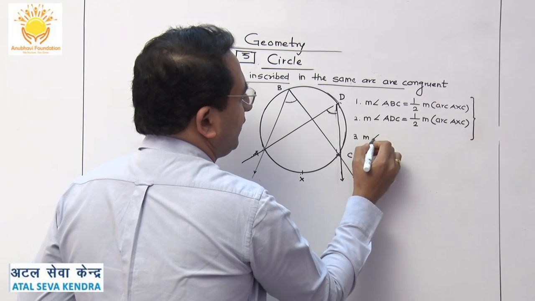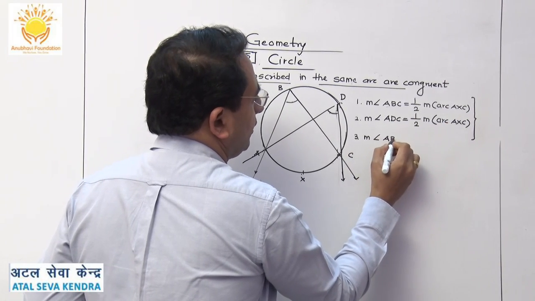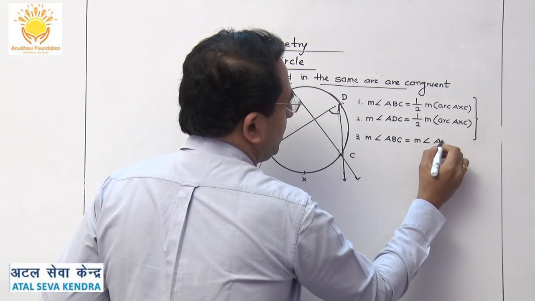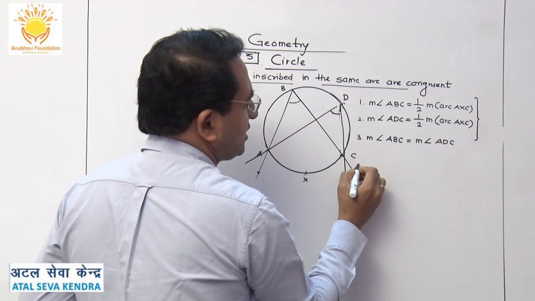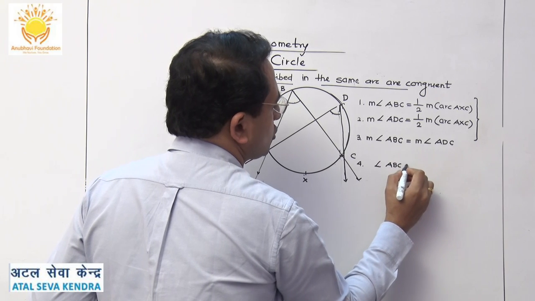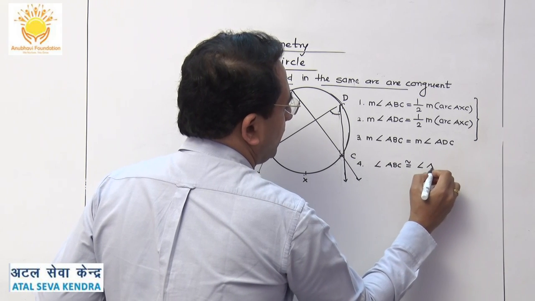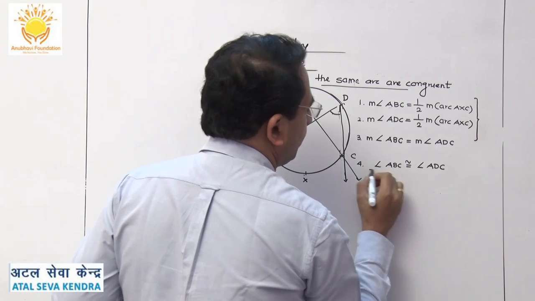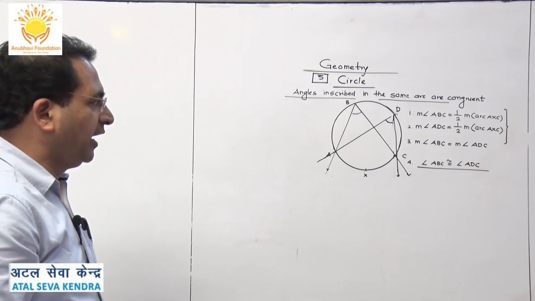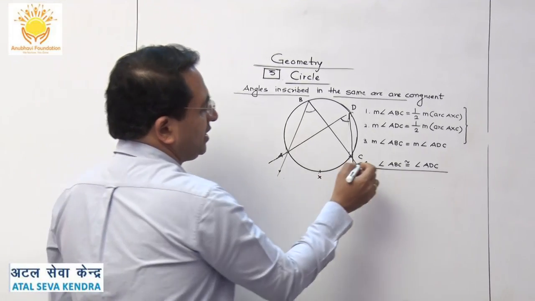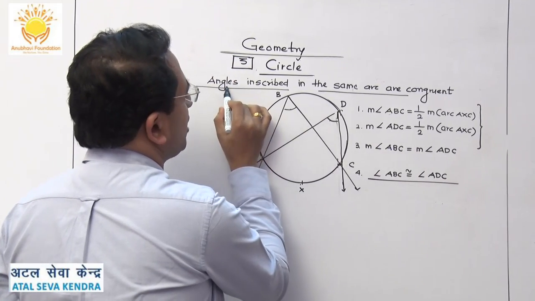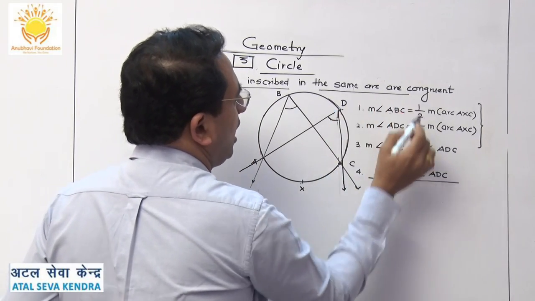Both statements have the same right hand side. Therefore, the left hand sides are equated. Therefore, ABC is equal to ADC. And therefore, the next statement we can very well write: angle ABC is congruent to angle ADC. Correct? These are angles which are inscribed in the same arc.